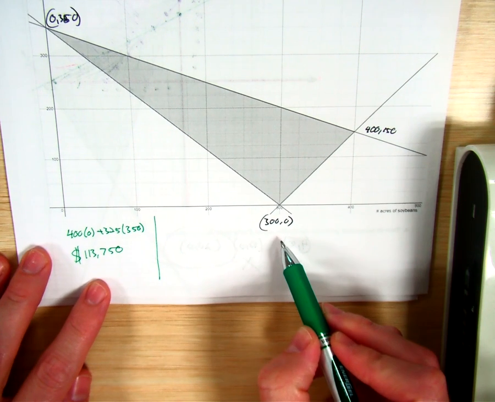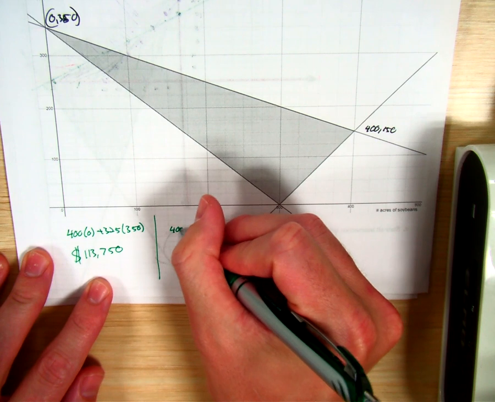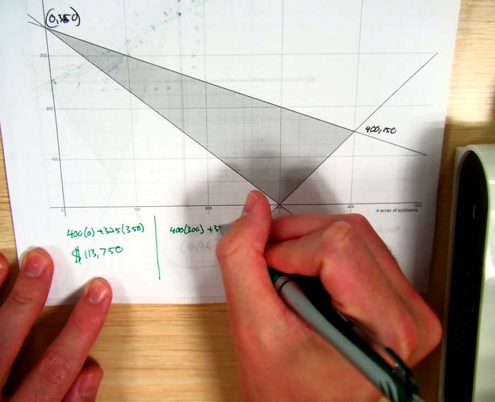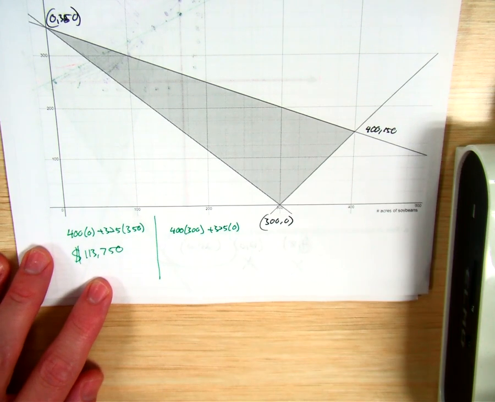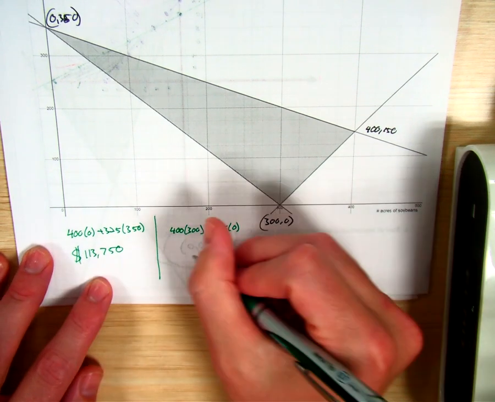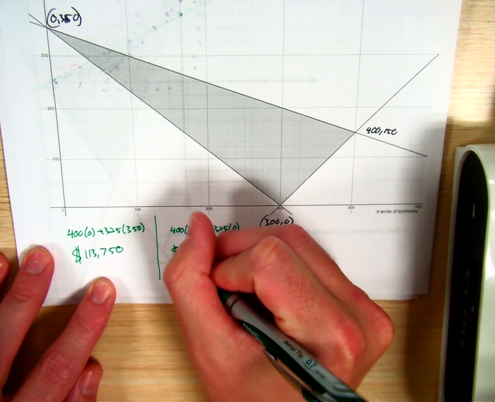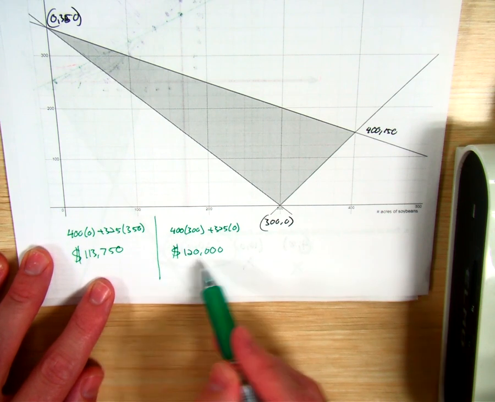Now let's go for this point. Now that's x, so that's going to go with the first spot. That's 400 times 300 plus 325 times 0. And that should be 120,000. 4 times 3 is 12, and we have 1, 2, 3, 4 zeros to put behind it.